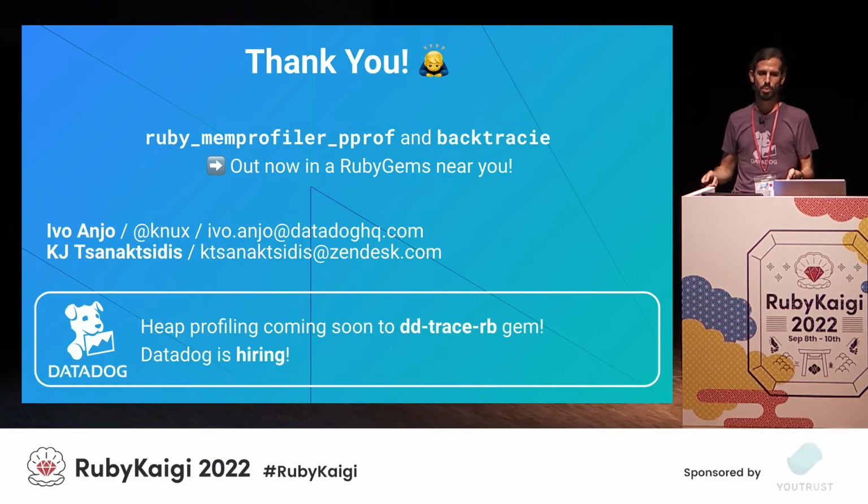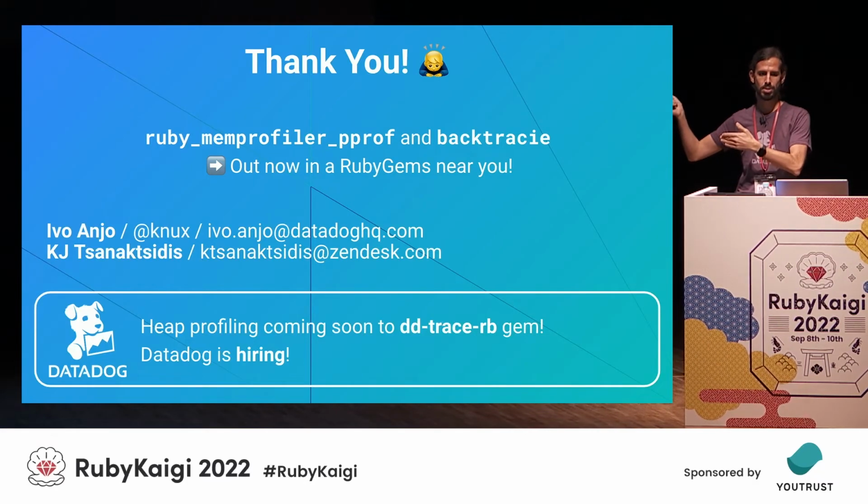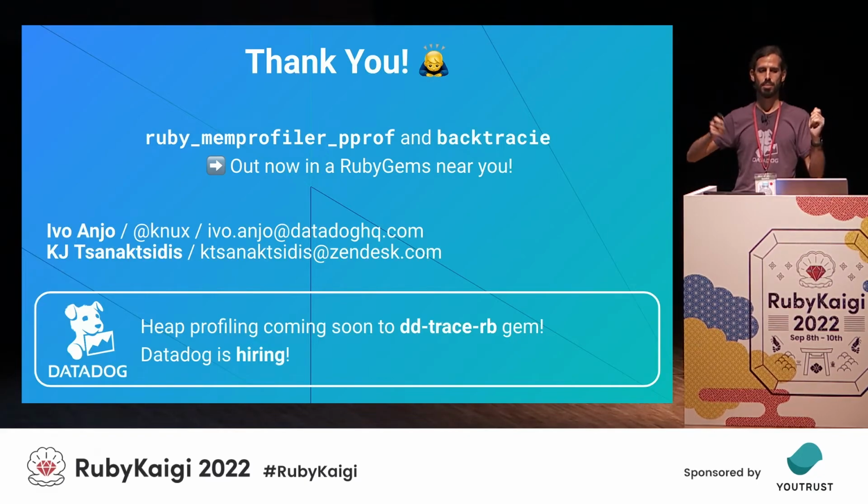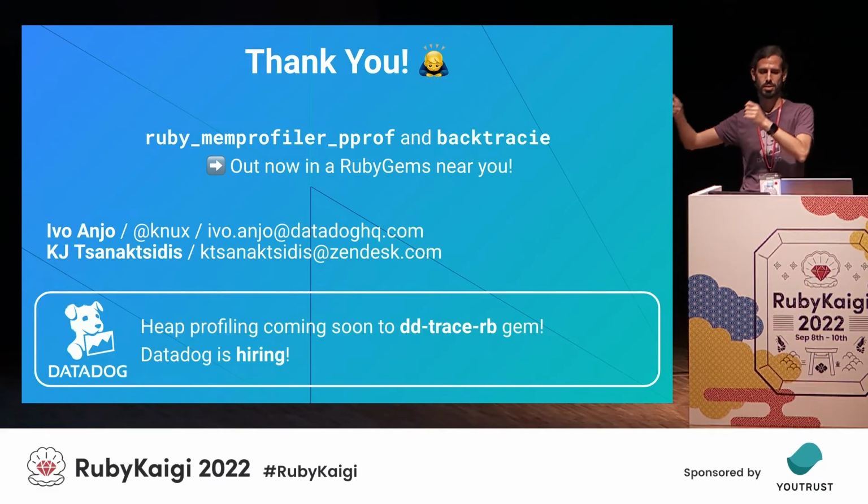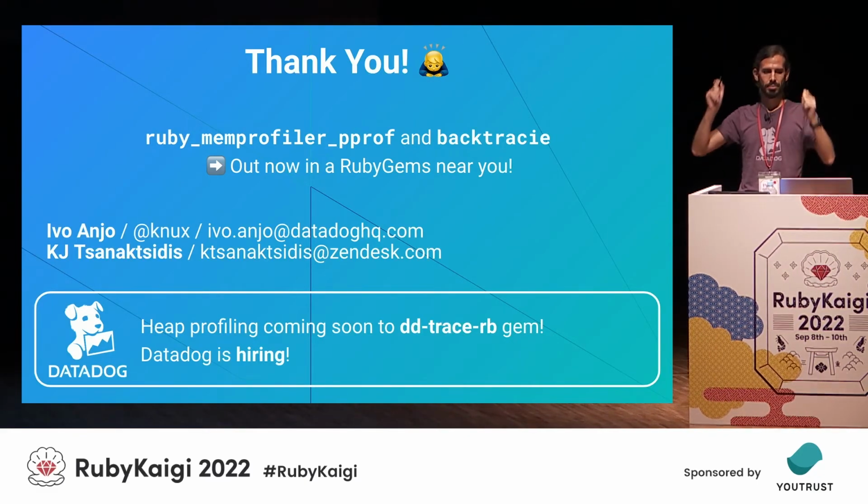Both the Ruby Mem Profiler pprof gem as well as Backtracie are out on RubyGems. And from my side, I'm working very hard to also bring heap profiling to Datadog's dd-trace gem, and we're hiring.